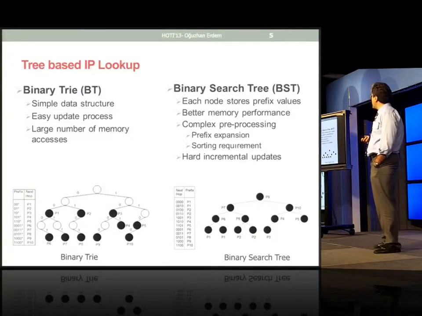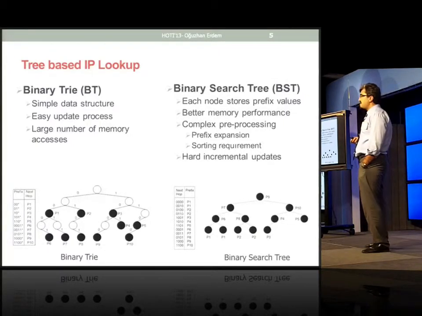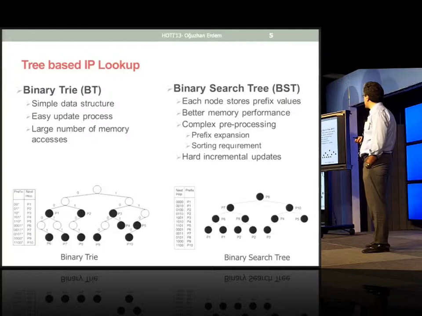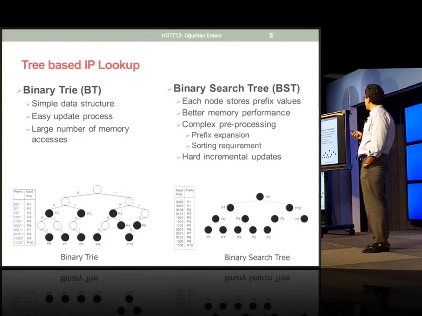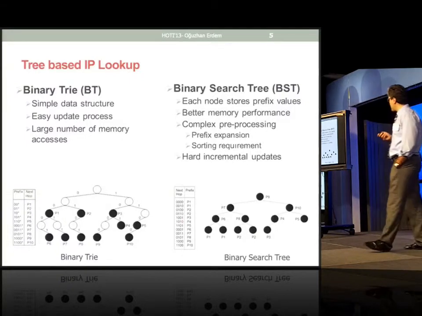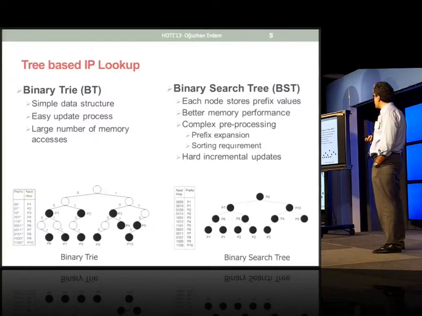binary search tree. In a binary tree, the path from the root to any black node corresponds to a prefix in a routing table, and it's a very simple data structure. And on the other hand, in a binary search tree, each node stores prefix values, and there is a sorting requirement. And in order to construct a binary search tree, the different length prefixes have to be converted to predefined fixed lengths. Therefore, because of such extension and the sorting requirement, they have complex preprocessing and hard incremental updates.